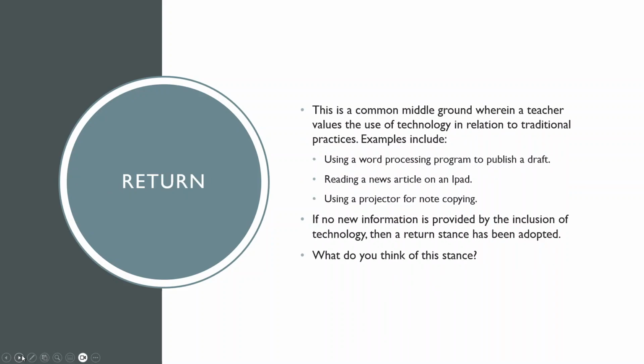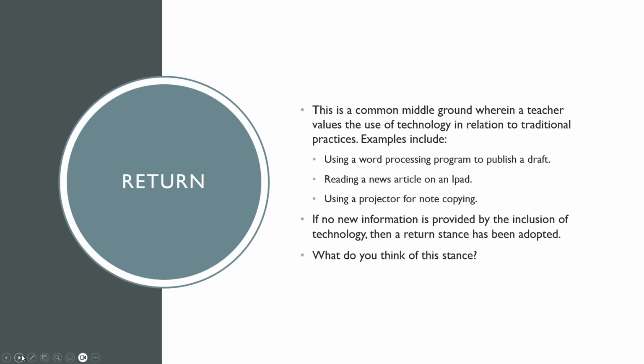We have the return model. So this is often where a lot of people end up. I'd say most of you, very few of you will appear on either extreme end of the scale here. But the return model is where we say, yeah, we'll use technology only to do things we've always done traditionally. So there is no use of technology to transform or elevate the learning. So it's just bringing in efficiencies, basically.